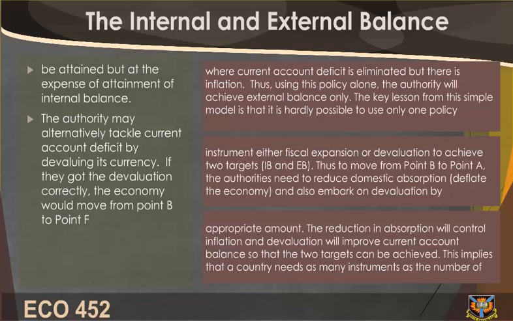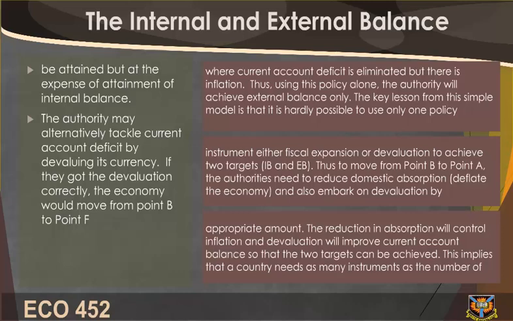The authority may alternatively tackle the current account deficit by devaluing its currency. If they got the devaluation correctly, the economy would move from point B to point F, where the current account deficit is eliminated but there is inflation. Thus, using this policy alone, the authority will achieve external balance only. The key lesson from this simple model is that it is hardly possible to use only one policy instrument, either fiscal expansion or devaluation, to achieve 2 targets, IB and EB.